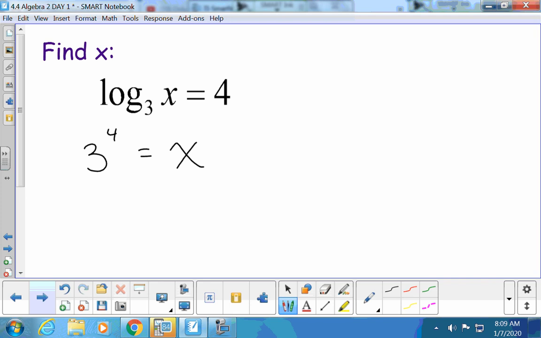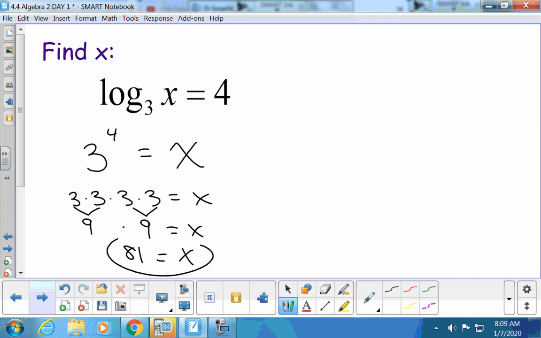Let's see if we can do it without the calculator. We're trying our mental math skills today. 3 to the 4th is 3 times 3 times 3 times 3. You can do that in your head, right? What's 3 times 3? 9. What's 3 times 3? 9. So it'll be 81. Good to go on that one.